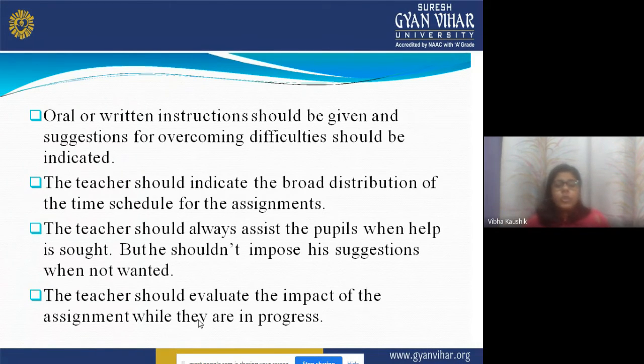The teacher should evaluate the impact of the assignment while it is in progress, and the teacher should evaluate why. By that evaluation, the teacher will be able to know how much the student has learned that particular concept.